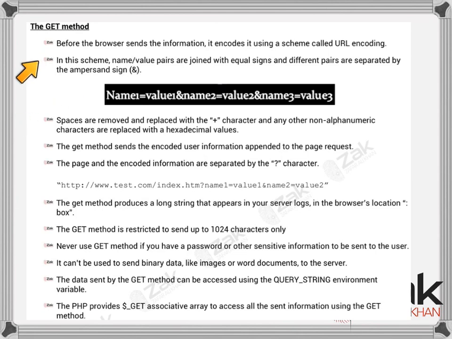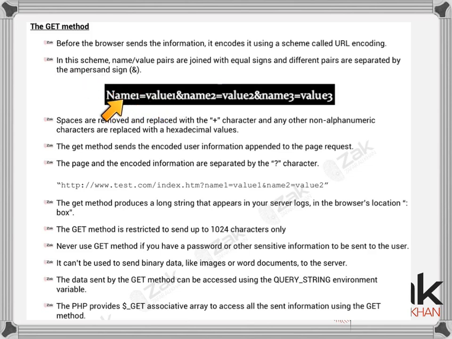Now let's see how these methods of getting data or posting data work. Before the browser sends the information, it encodes it using a scheme called URL encoding. Remember, the get method is a text method. In this scheme, name-value pairs are joined. Names mean identifiers and their values, which are accepted by the form when it is submitted by the user, are joined with equal signs, like first field its value, second field its value, third field its value. Different pairs are separated by ampersand.